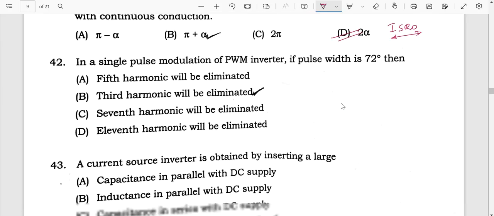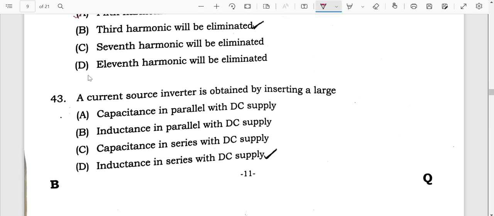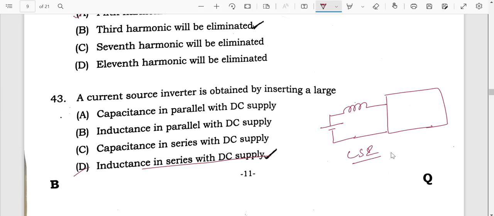Next one. In a single pulse modulation of a PWM inverter, if the pulse width is 72 degrees, then we know that we can eliminate the fifth-order harmonics. So the answer is A here. Next: a current source inverter is obtained by inserting a large value of? A current source inverter has a DC supply and a large inductor so that the current remains a constant value and it acts as a current source inverter. So it is an inductance in series with the DC supply. This is nothing but a CSI. In the case of a voltage source inverter, there would be a capacitor, which is in parallel here.